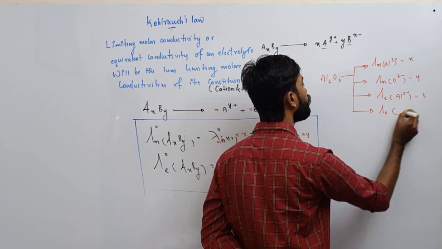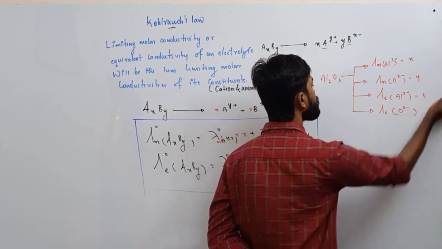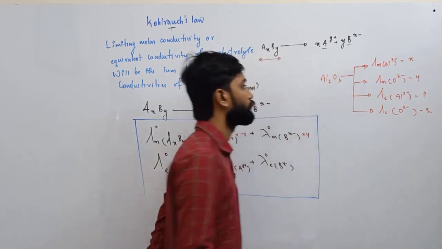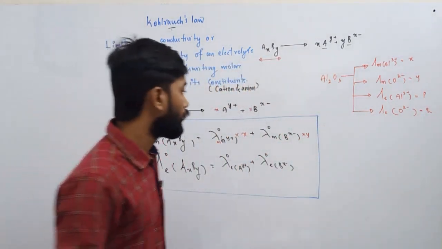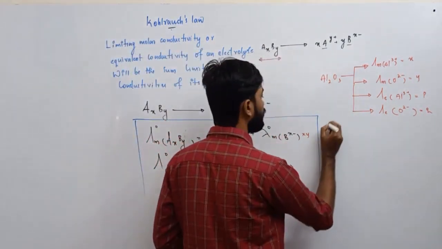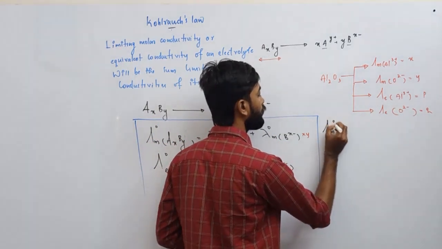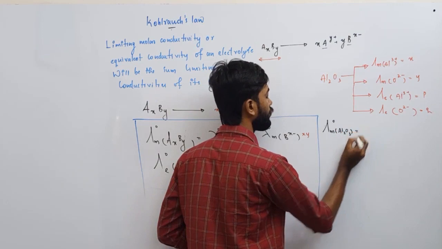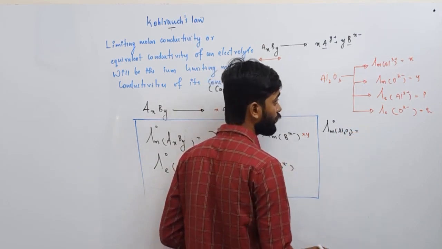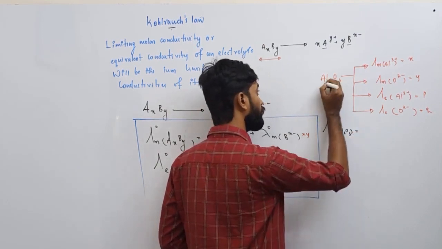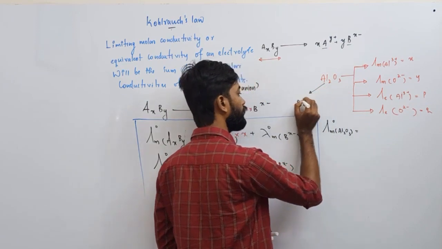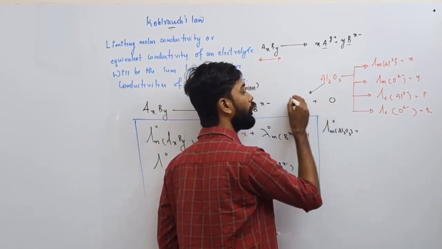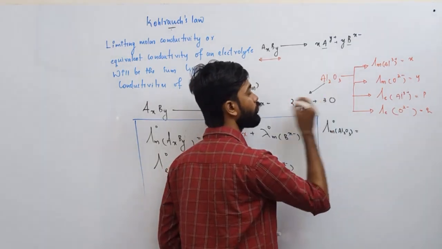Lambda E of O2 minus, let it be P, Q. And you are asked to find the limiting molar conductivity of that electrolyte. What is the electrolyte? Al2O3. So in order to find the limiting molar conductivity of that electrolyte, first of all, you have to split this. If it undergoes dissociation, there will be Al and O. How much Al? 2. How much O? 3.